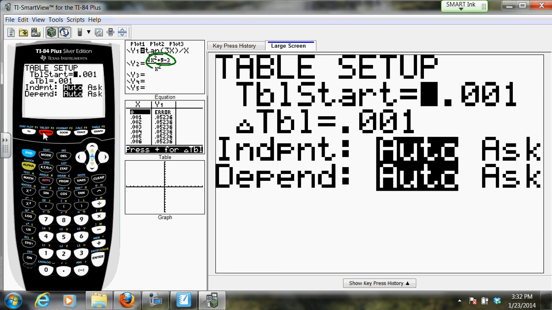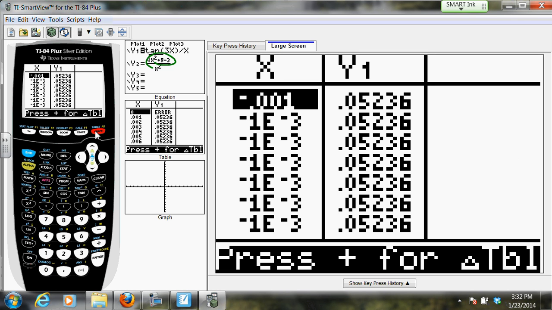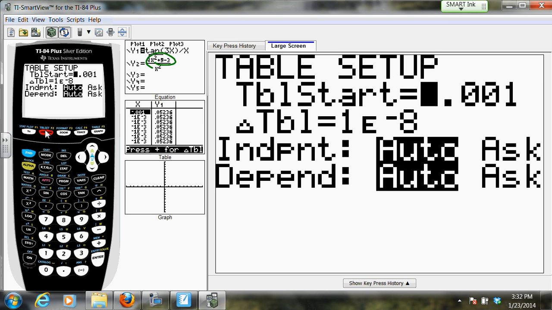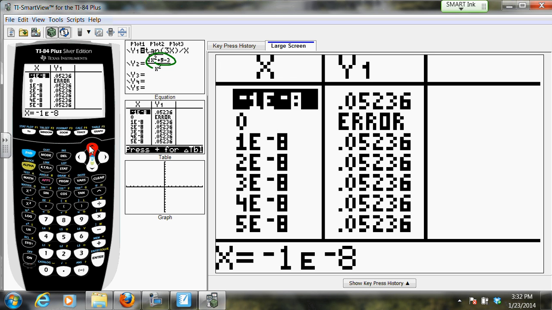So let's see if it changes if we get a little closer. Go to table set, now change the delta table by 0.1, 2, 3, 4, 5, 6, 1. Now go back to the graph table. Oh, I think it started at 0. Yeah, it didn't change. 0.05236.